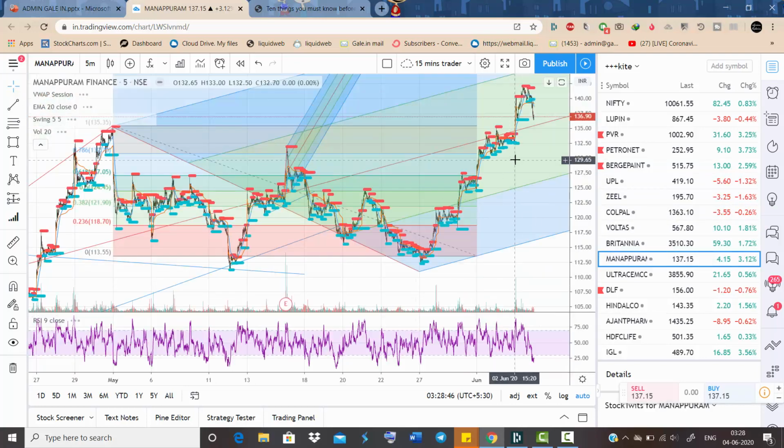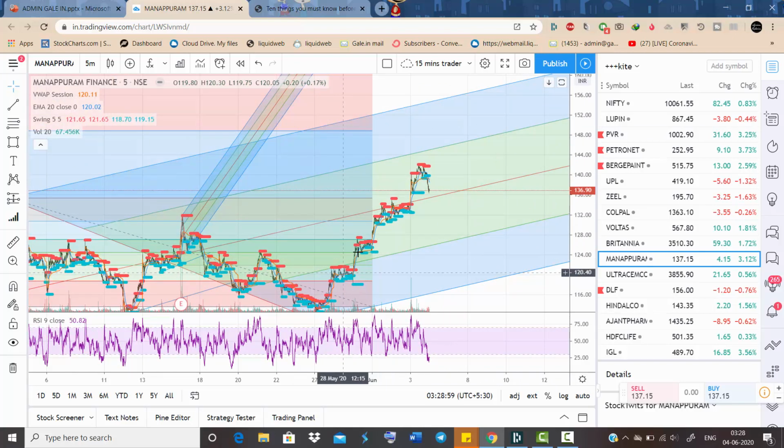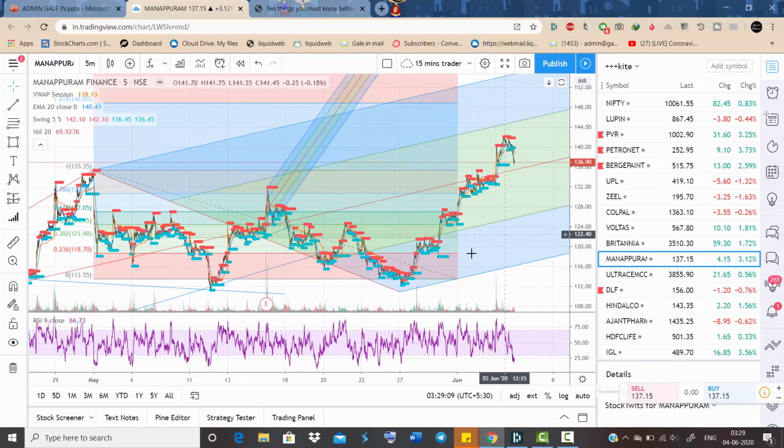You can see Manappuram. You can see this median channel going over here. So it was a good buy in this region for a target of 233. Could have bought over here.